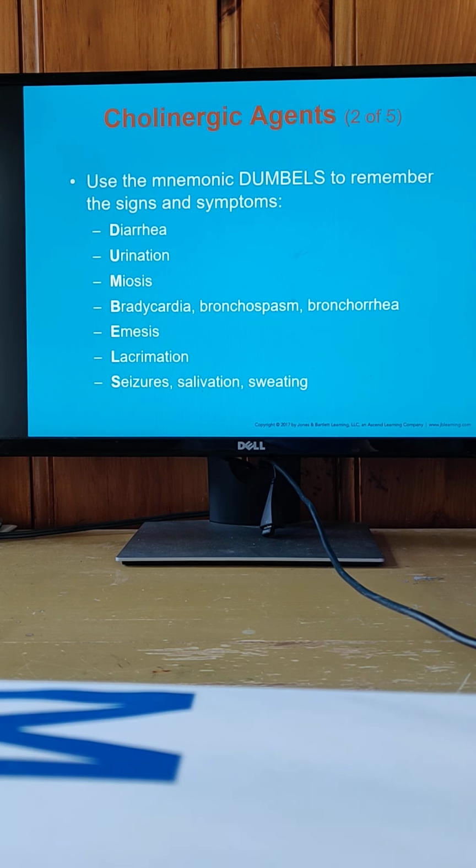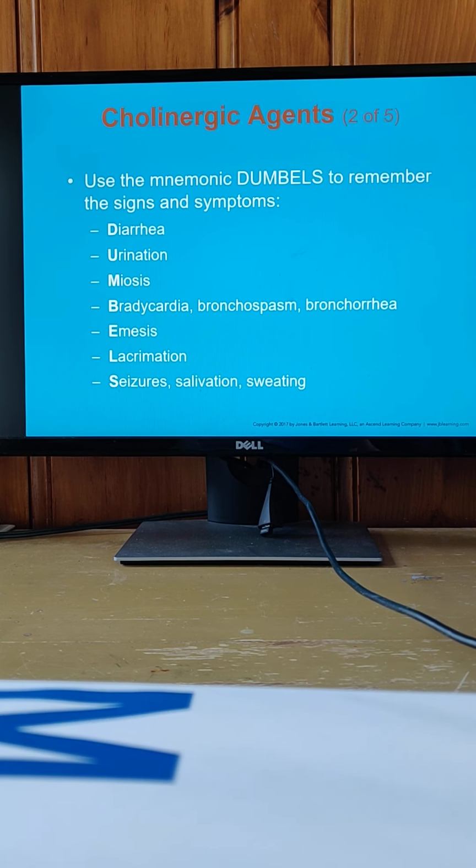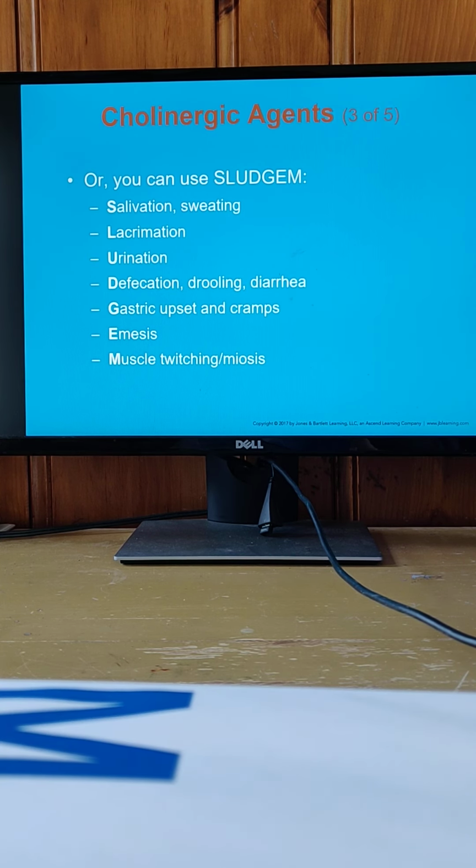Okay, use the mnemonic DUMBELS to remember the signs and symptoms of this type. DUMBELS: diarrhea, urination, miosis, bradycardia, bronchospasms, emesis, lacrimation, and seizures. Also, you can use SLUDGE: salivation, sweating, lacrimation, urination, defecation, gastric upset and cramps, emesis, and muscle twitching. You're rarely ever going to run into this kind of stuff.